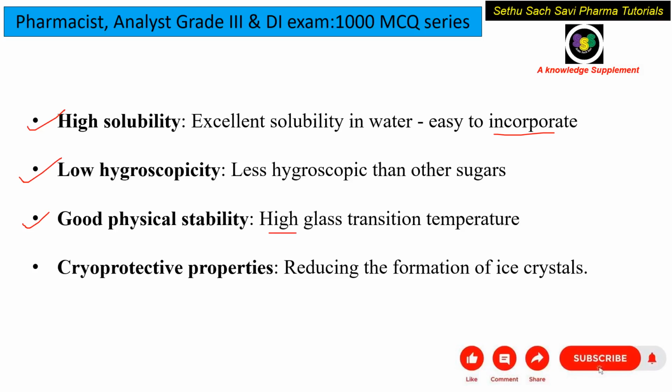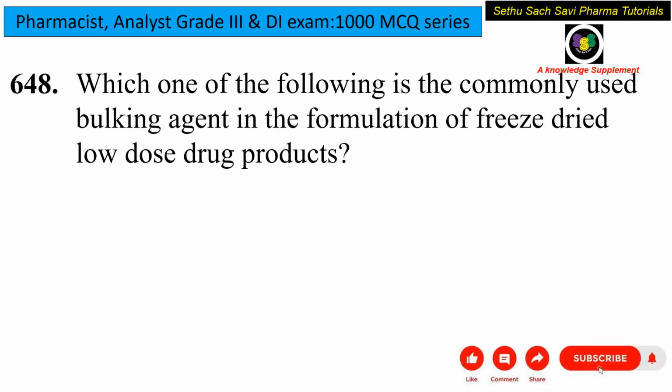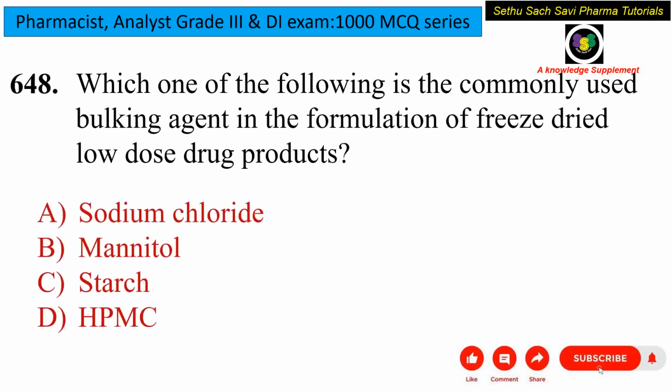Now coming to the cryoprotective property, because in the question they have given freeze-dried drug. So there should be cryoprotective property. The cryoprotective property is very much higher in mannitol, which means it reduces the formation of ice crystals. Formation of ice crystals is not at all recommended. So we have to reduce this or prevent it. So mannitol is a substance which can reduce the formation of ice crystals. So here, what will be the answer? The most suitable answer will be mannitol.